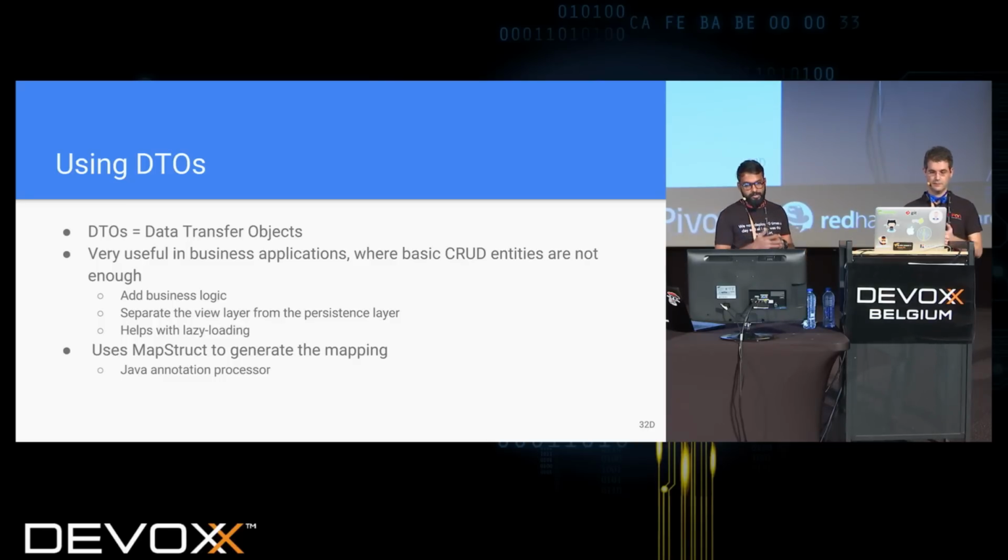And you can add business logic there. You can separate your view layer from your persistence. It helps with lazy loading issues. So for all those use cases, you can use DTOs. Mapstruct is an annotation processor. That means it would use a Maven plugin or a Gradle plugin to process that. Most IDEs, like IntelliJ and Eclipse, support annotation processors, so it shouldn't be that much of an issue. Usually it works well, but there could be some edge cases.